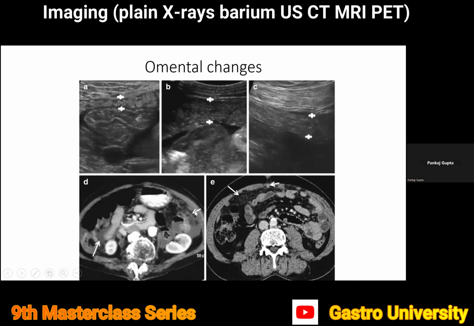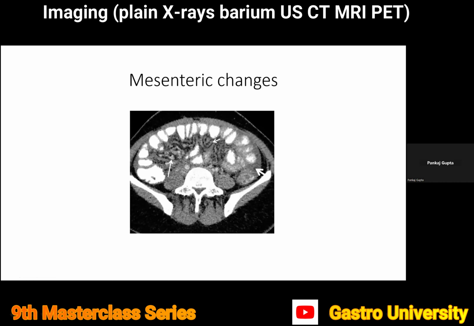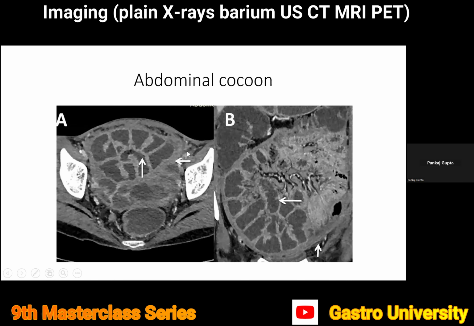On CT, we again see omentum as either smudged structure or in the form of nodules. You can see nodules here, multiple nodules. And I'll be discussing some differences between peritoneal tuberculosis and peritoneal carcinomatosis later. Again, the mesentery is also involved in case of peritoneal tuberculosis, and there can be presence of lymph nodes or micronodules along with presence of ascites and peritoneal thickening. This entity has been discussed previously by both the speakers.